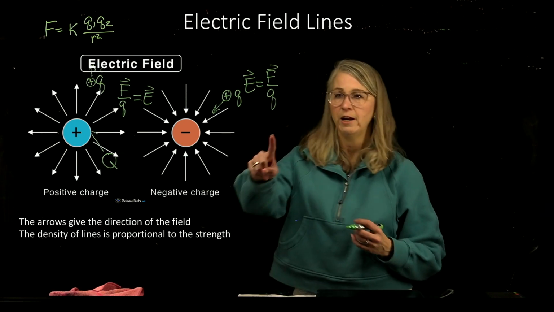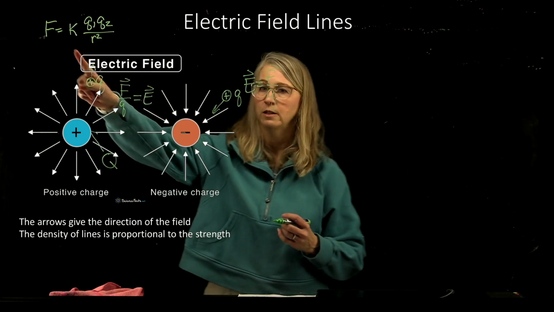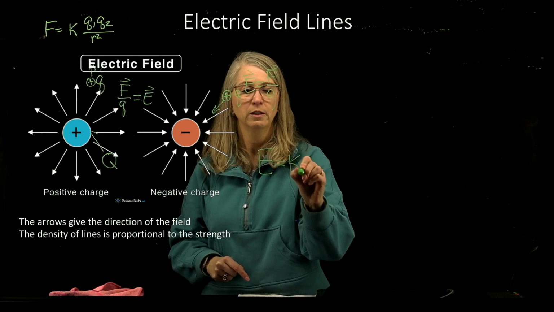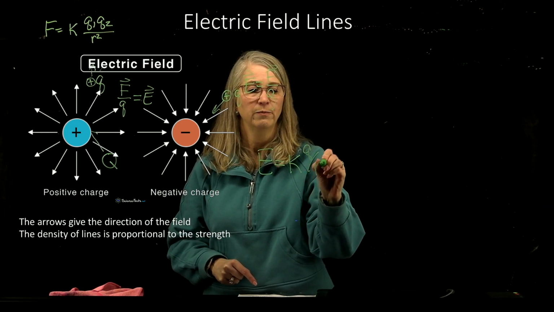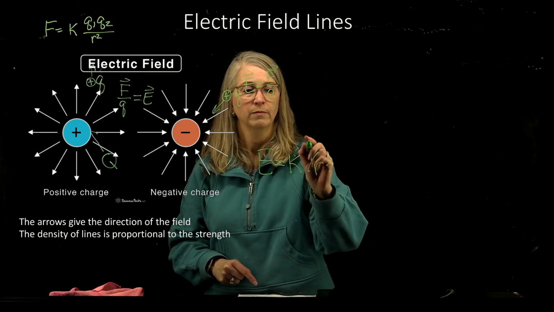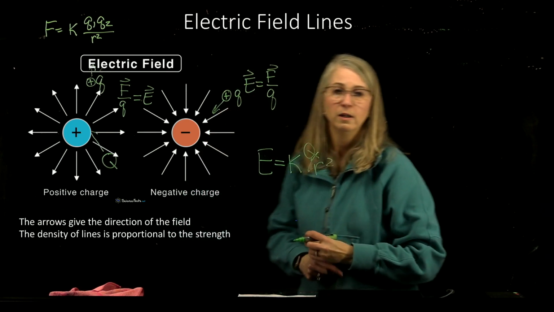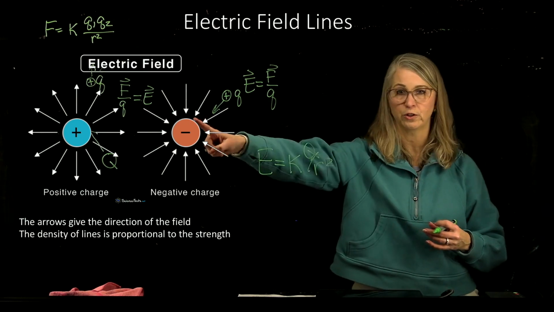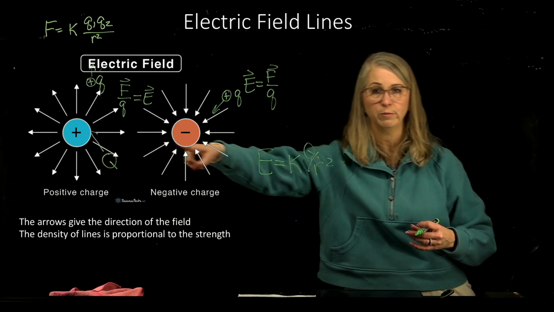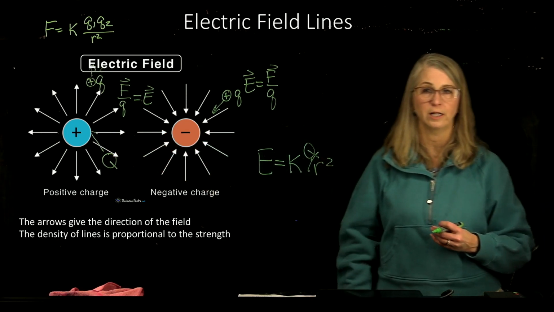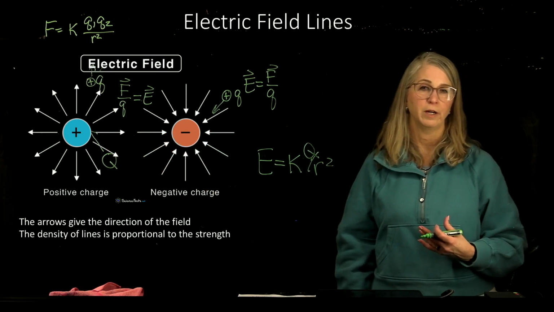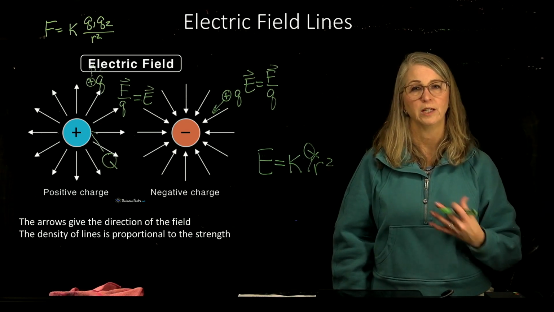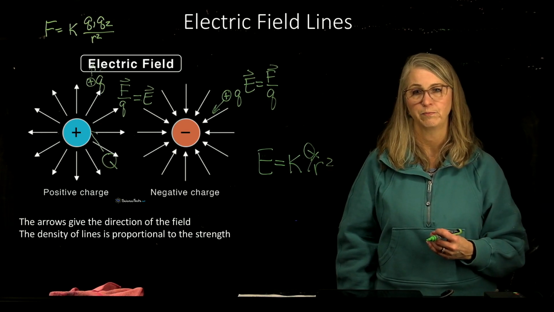If we compare this expression to this expression, we should see that the electric field can be found by the expression of kQ, big Q, which is the charge that's causing it. So that would be either these big positive or negative charges divided by the distance away from the charge itself. And that's how we find that electric field.